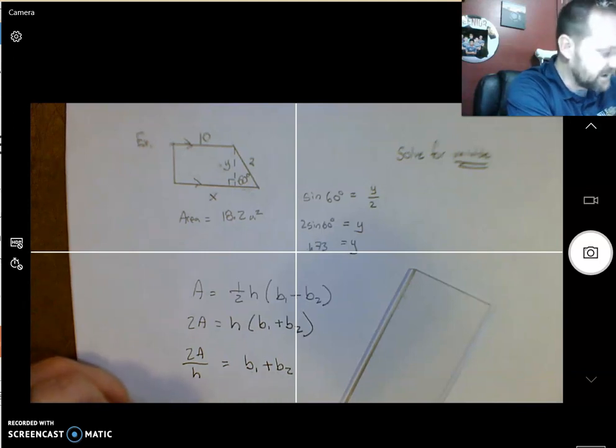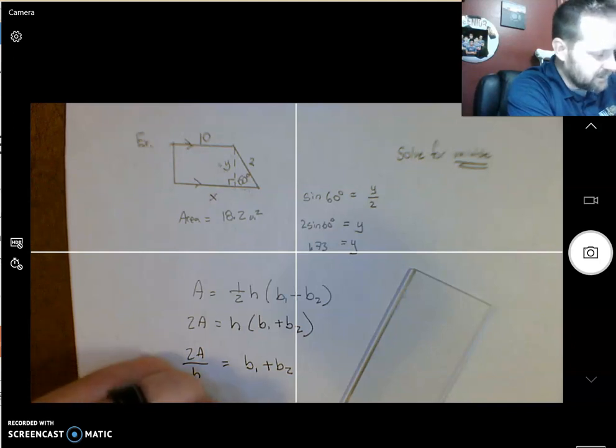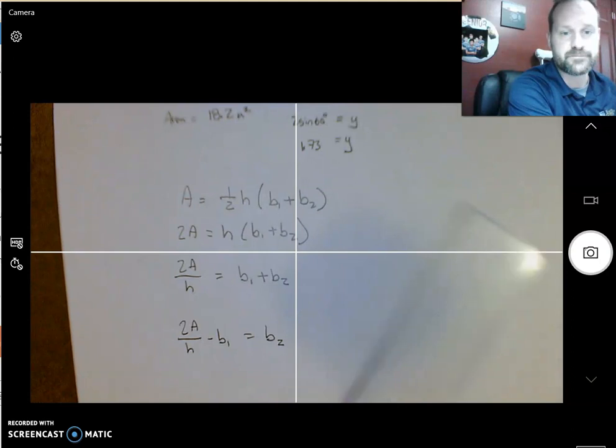The final step is I'm going to kick b1 over to the other side. I'm going to just subtract b1, and there we go.